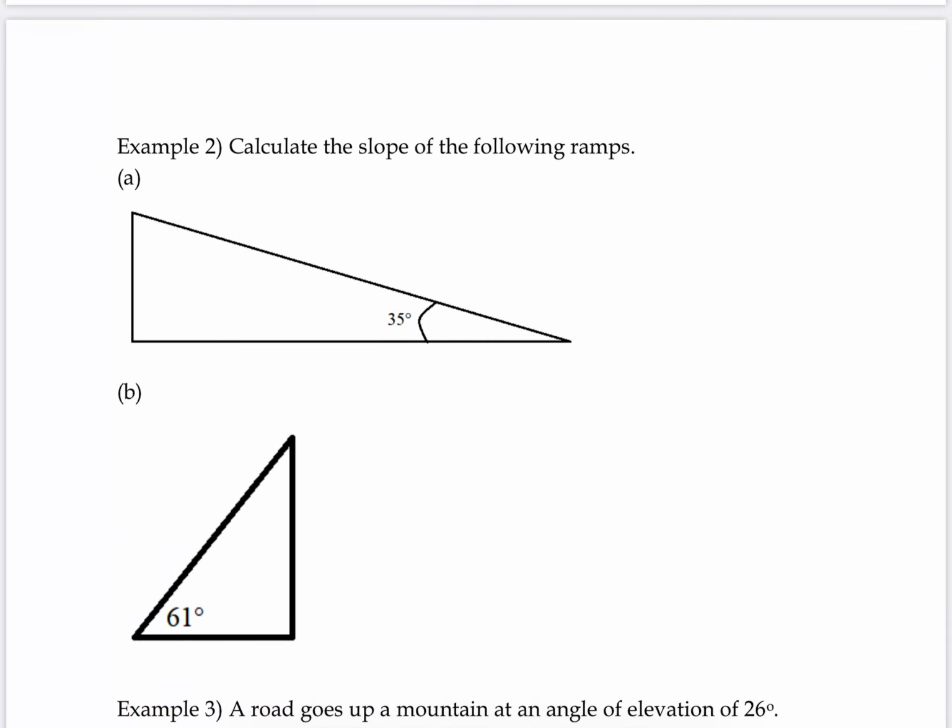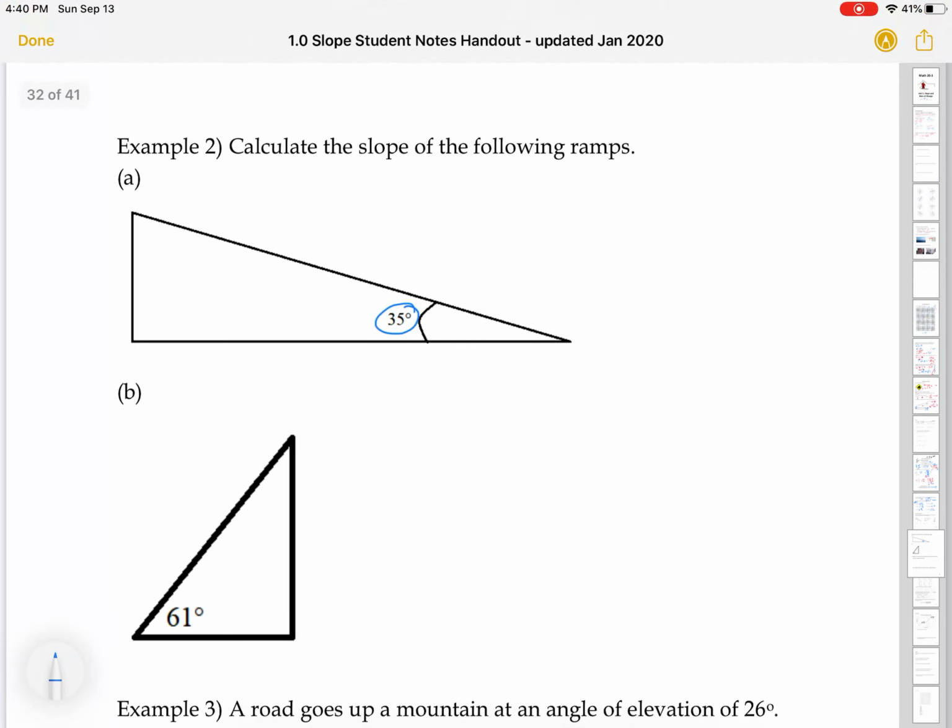So, we want to calculate the slope of the following ramps. Well, we don't know the rise or the run, but we do know the degree of the angle. So we've just said earlier that the tan equals the slope. So tan of 35 degrees is, well, we know how to do that. We put in 35 and then we hit our tan button. It's 0.7002. So that is our slope, and that would be equal to the rise over the run.